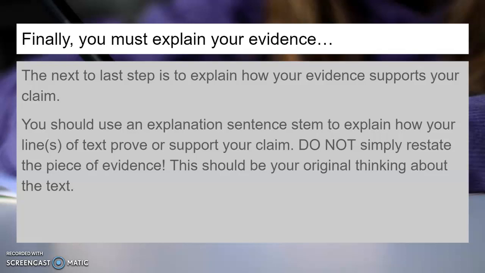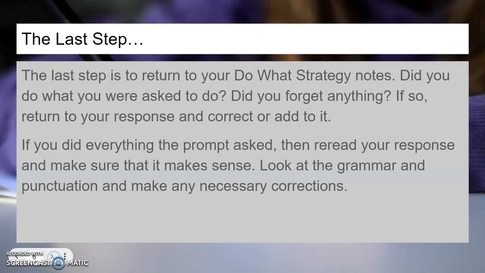So those evidence stems, or excuse me, those explanation stems might be like, this proves, this explains, this shows that. And you're going to use those explanation stems to explain how your line of evidence proves or supports your claim. Do not simply restate or rephrase the evidence. The reader knows what the evidence says. It is your job to do some original thinking to explain how that piece of evidence is the best piece of evidence to prove your claim. And that may take 1 or 2 sentences.